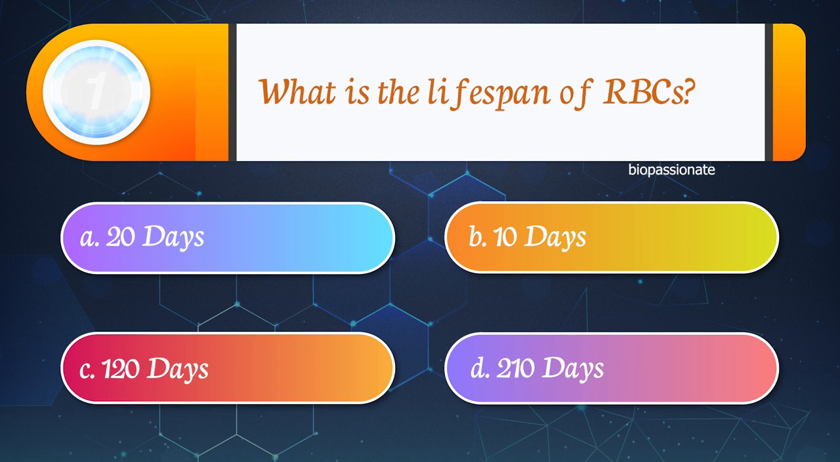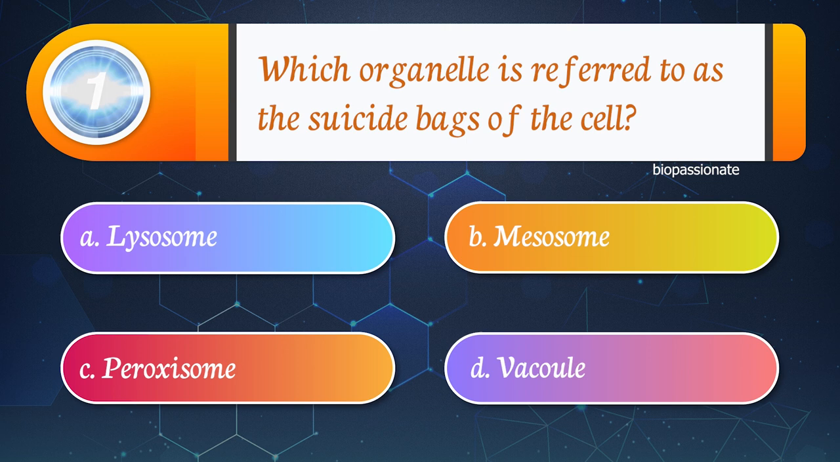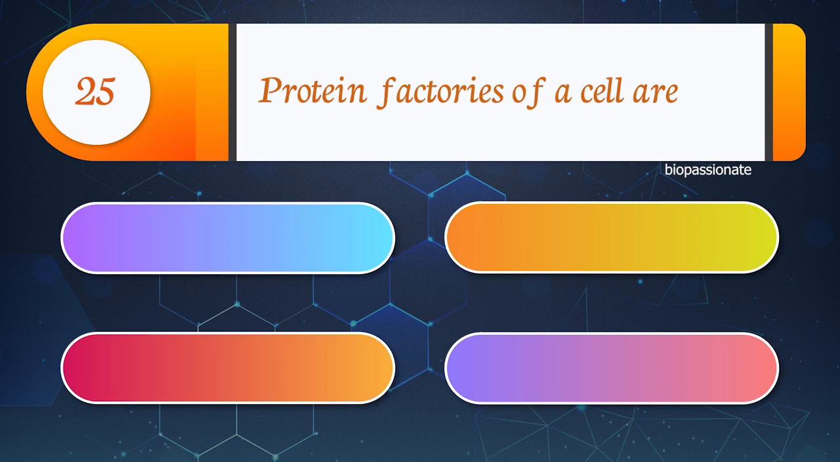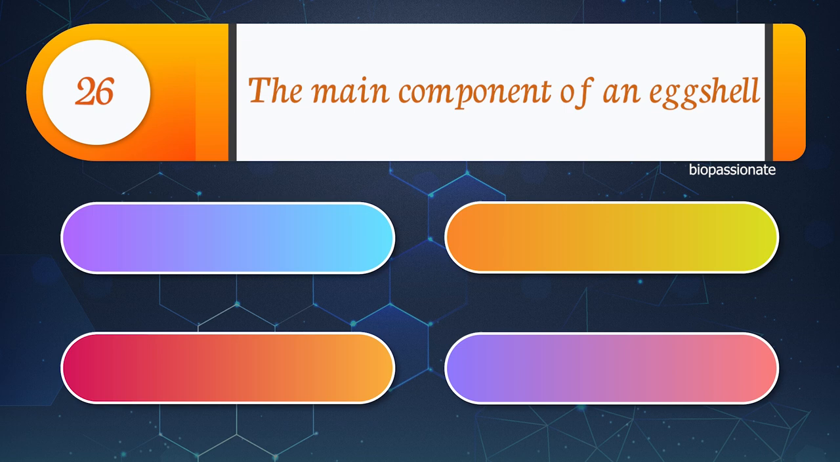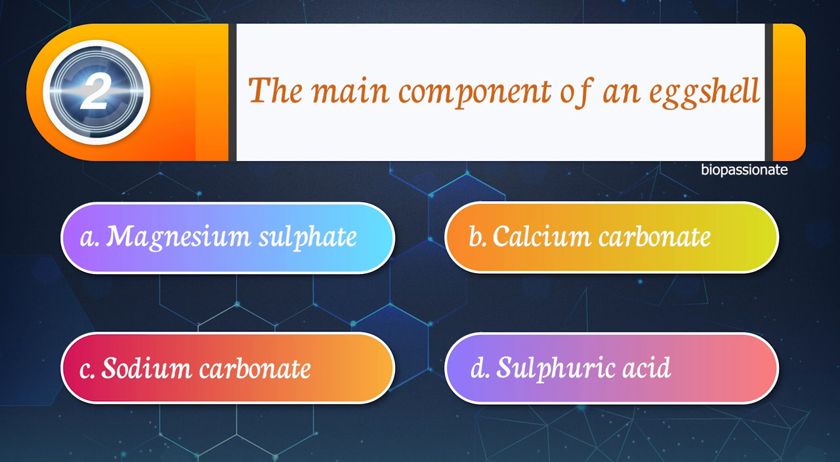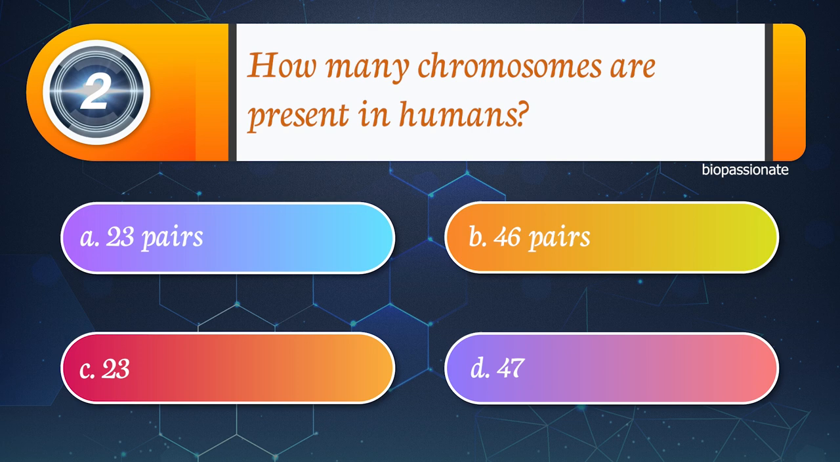Which organelle is referred to as the suicide bags of the cell? Lysosome. Protein factories of a cell are ribosomes. The main component of an eggshell? Calcium carbonate. How many chromosomes are present in humans? 23 pairs.